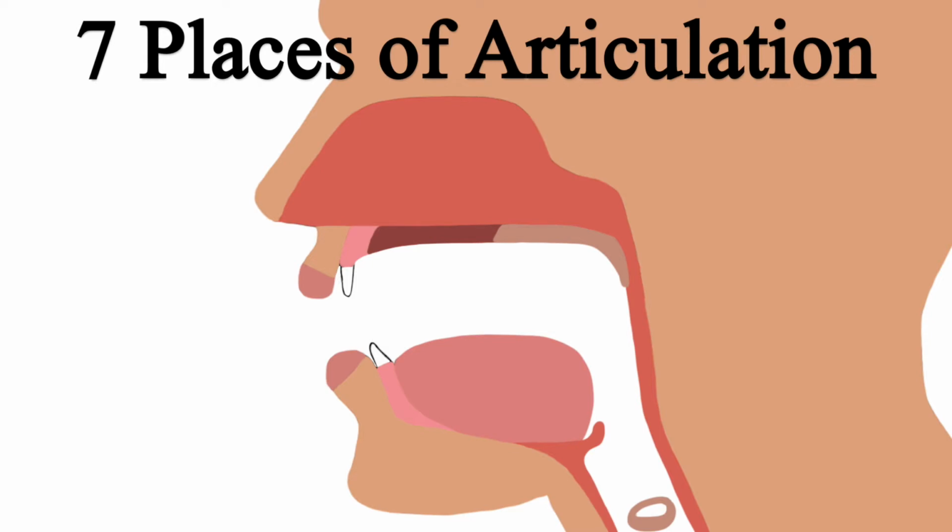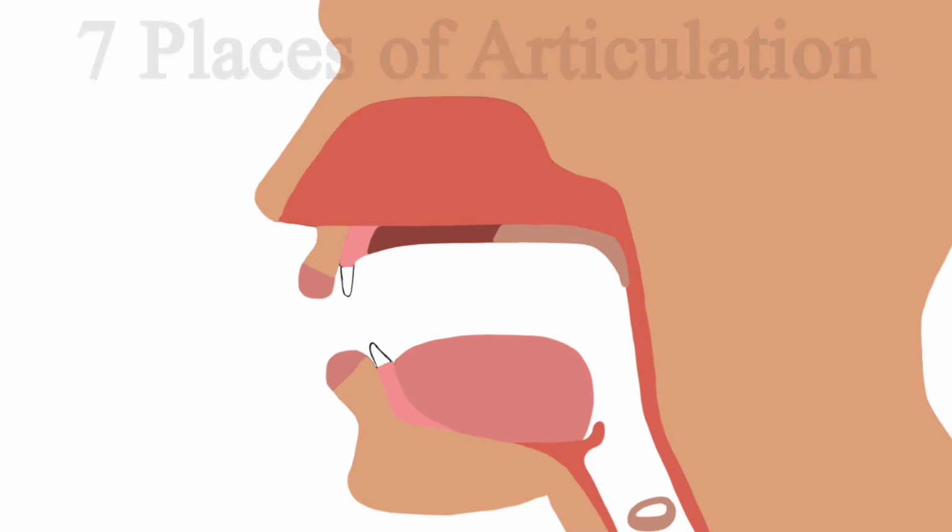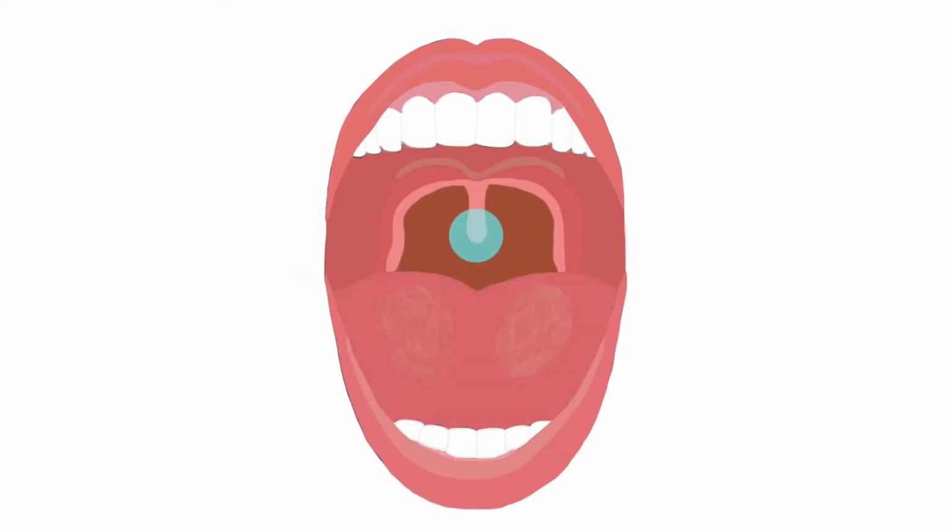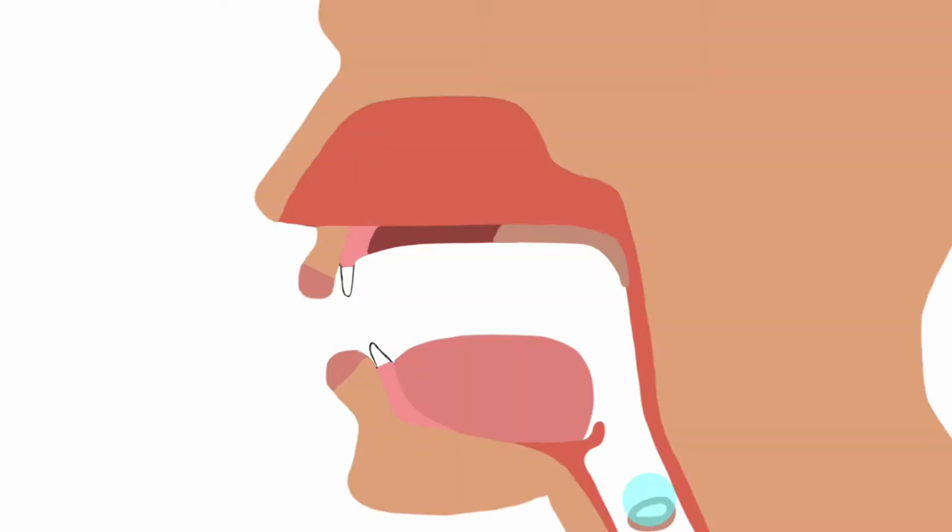There are 7 places of articulation in the Japanese language. Both lips, gum ridge, the back of the gum ridge, hard palate, soft palate, uvula, and glottis. Let me explain these parts briefly one by one. And as I explain these parts, try to find each part inside your mouth by yourself.